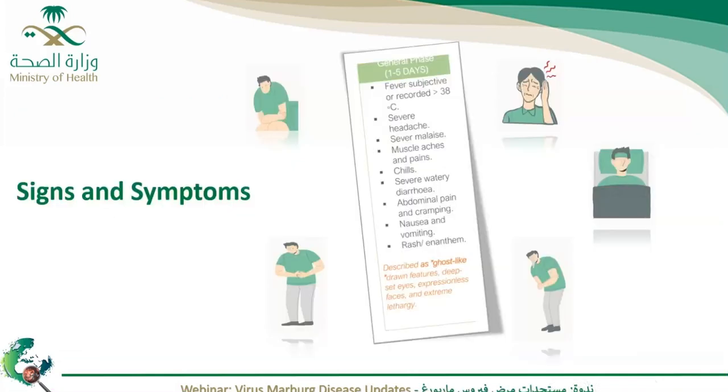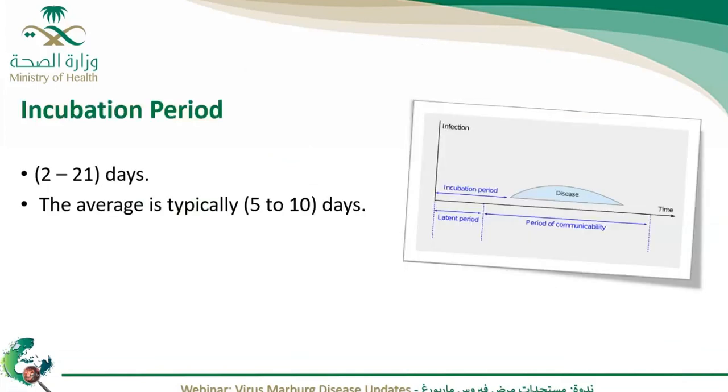Starting from the incubation period, which is defined as the period between the infection of the patient or individual by a pathogen, in our case here a virus, and the appearance of the disease signs and symptoms. In MVD, or Marburg virus disease, it's from 2 to 21 days. It's very important to know that the incubation period lasts up to 21 days for the purpose of epidemiological link, risk factors, and isolation. It's also reported in the literature that the average incubation period is typically between 5 to 10 days.